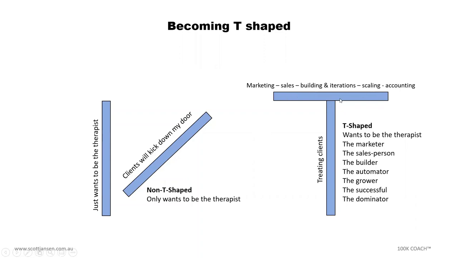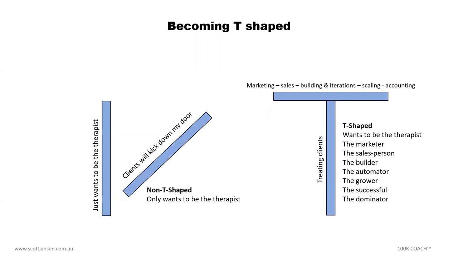That's the horizontal. They also know they have to be great at treating clients, but the only way to get the clients is by what's happening on the horizontal. The T-shaped person wants to be the therapist, the marketer, the salesperson, the builder, the automator, the grower, the successful, the dominator. And again, this is what Google looks for in an employee: someone who is not just good at one thing, but is great at everything. Sure, they have their specific niche thing they're great at. That's you guys as a therapist or a coach. But you also have to be amazing and good enough to get the marketing, the sales, the building and iteration.